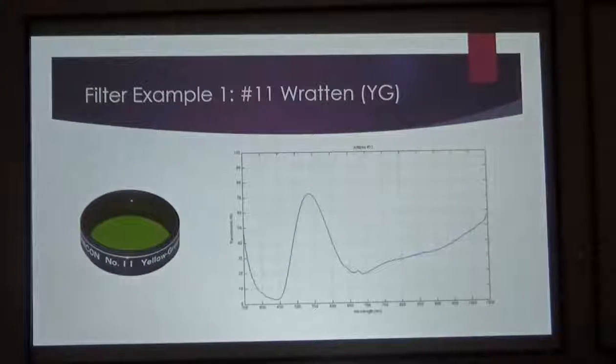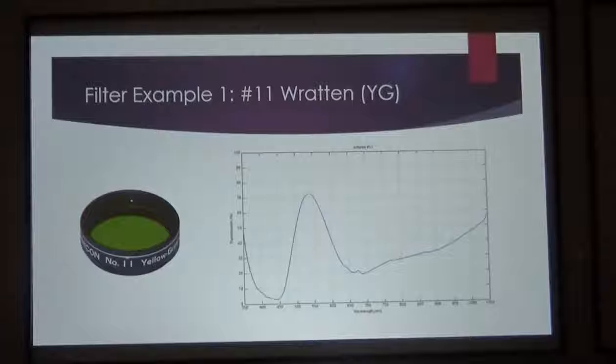Here's an example of a number 11 random filter. This is quite common in a lot of astronomy kits, okay? And it looks obviously yellow-green. Can anybody tell me why it is yellow-green based on this curve here? So this is the violet-blue end, and then we start getting into the green end here, and then red and near infrared, based on that color chart that I did before.